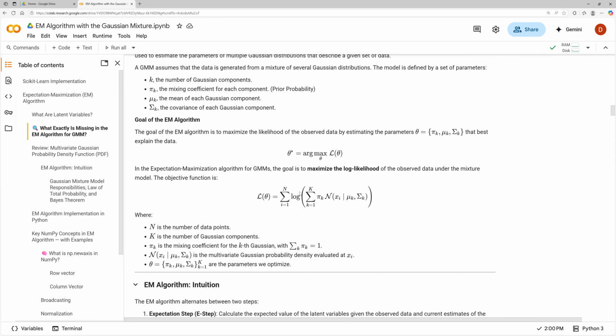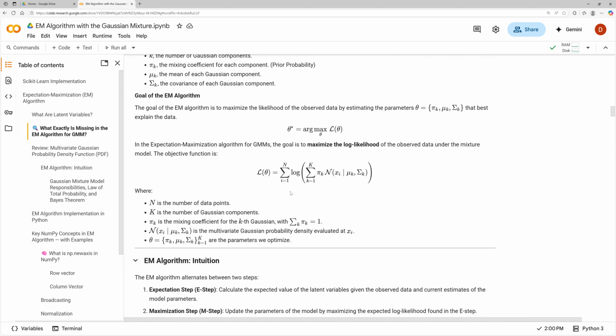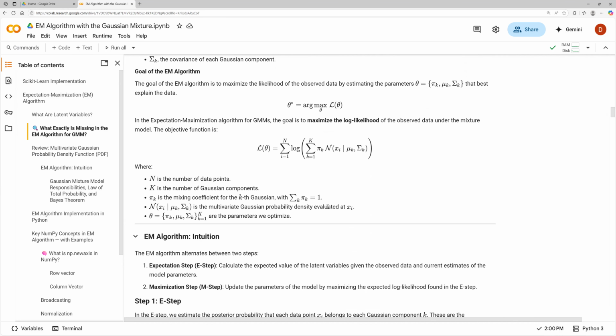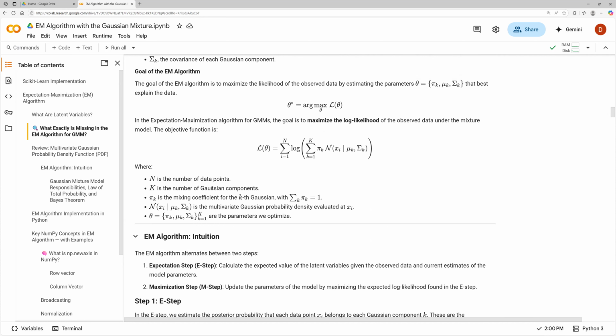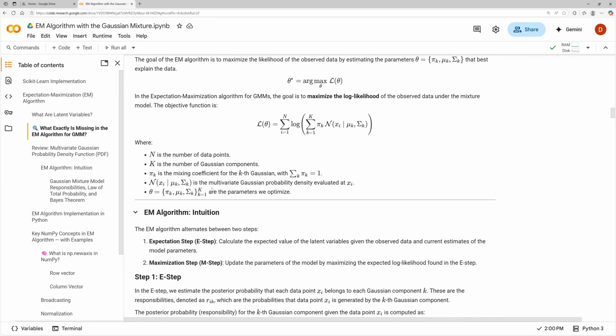So when we loop through this, we go through each data point. We're going to go through x1, x2, x3, and whatnot. So that's the way to look at it. N of xi conditioned on mu k and the covariance matrix is the multivariate Gaussian probability density evaluated at xi. And then theta is finally the parameters that we optimize, right? Pi k, mu k, and the covariance matrix K.